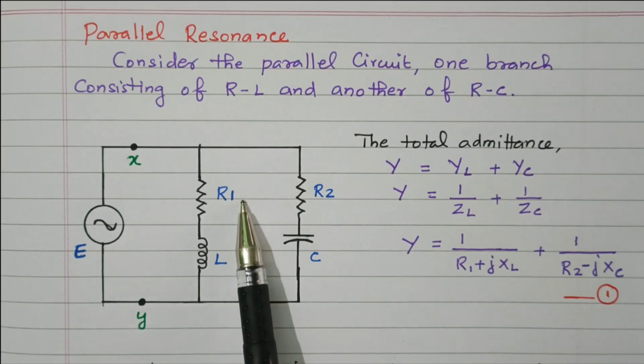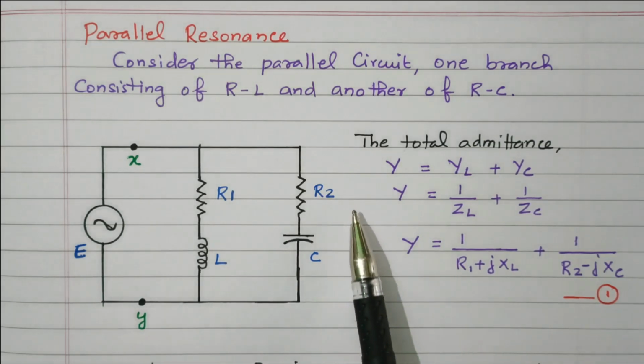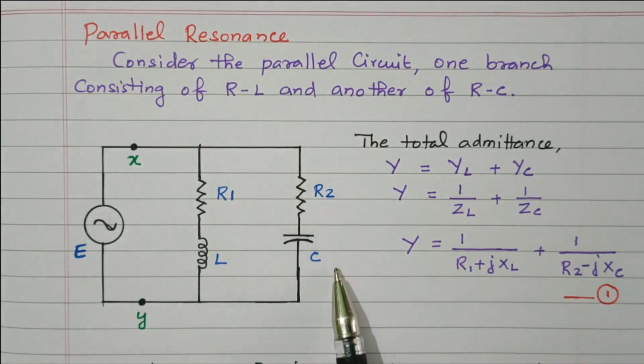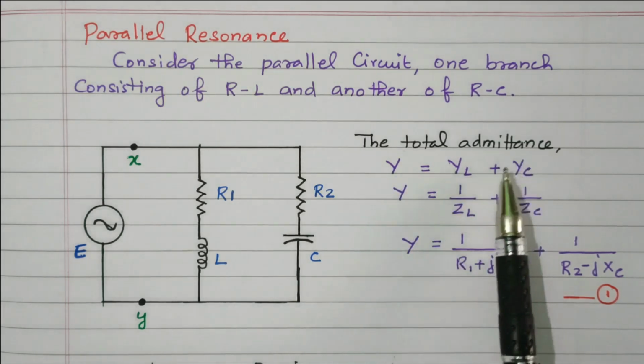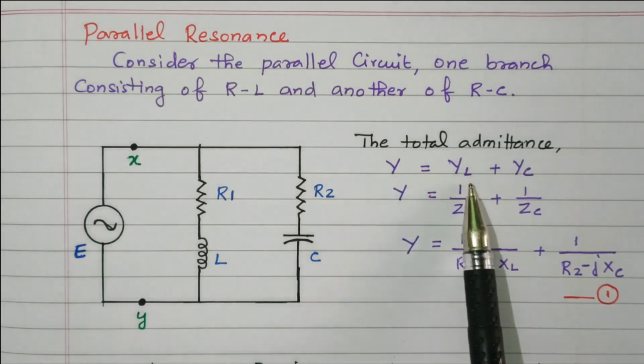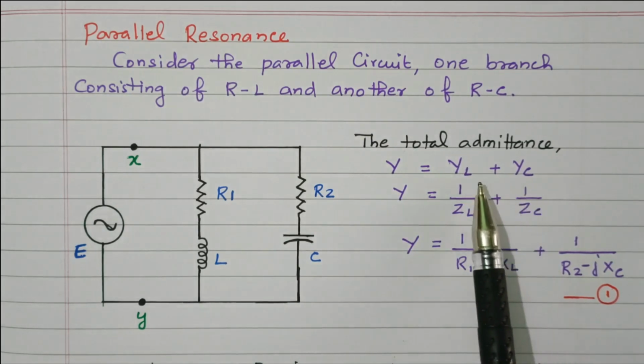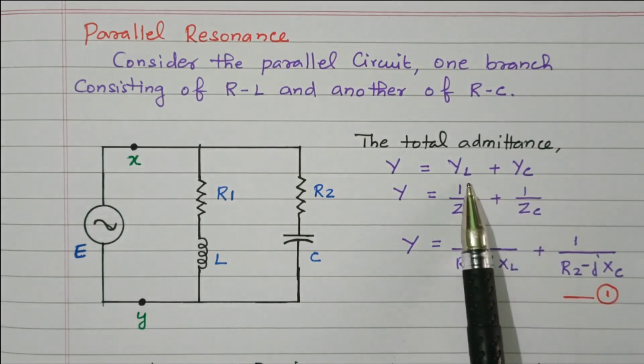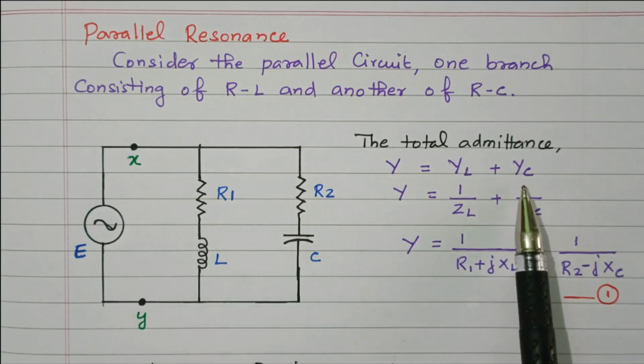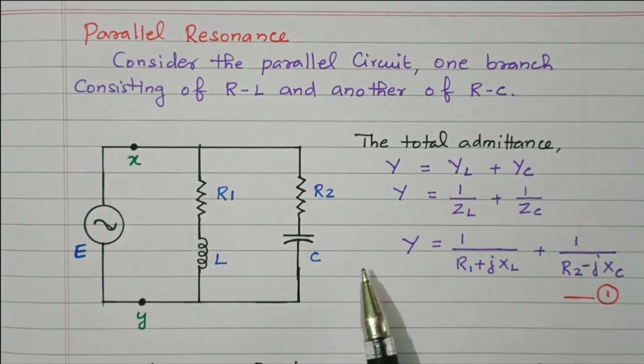In the first branch, resistor and inductor is connected, R1 L. In the second branch, resistor and capacitor is connected, R2 C. Now we'll go for the analysis. The total admittance is equal to Y equal to YL plus YC. YL means the branch connected with inductor. YC means the branch connected with capacitor.